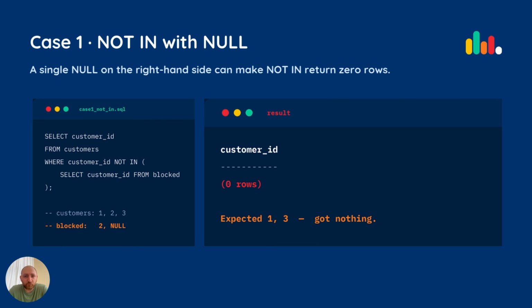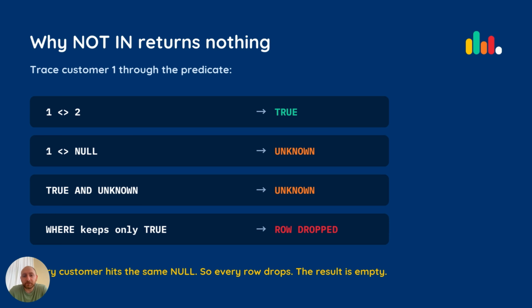Let's take customer 1. Is 1 different from 2? Yep, true. But not in checks the whole list, including that null. Is 1 different from null? SQL can't say yes, can't say no, so it says unknown. Now the whole thing is true and unknown, which is unknown. And what does where do with unknown? It drops it, and every customer hits that same null, so every row disappears. That's your empty report. No warning, no error, just nothing.